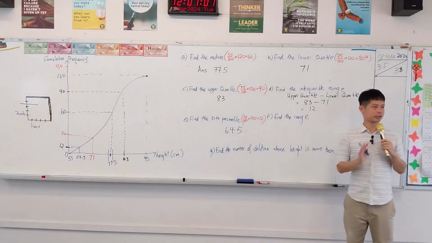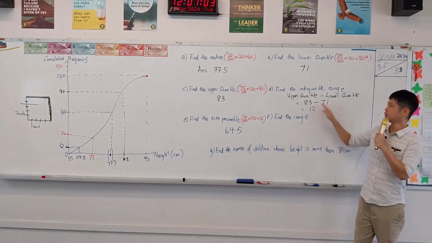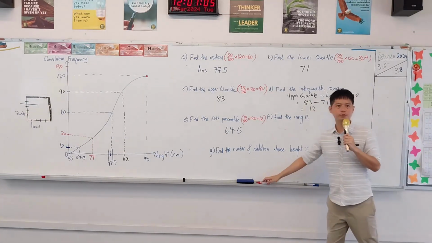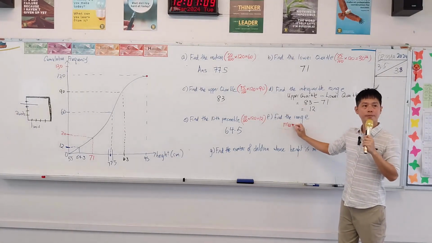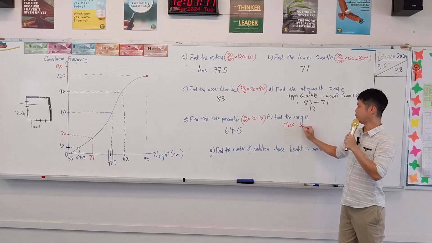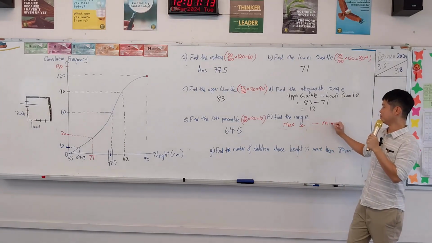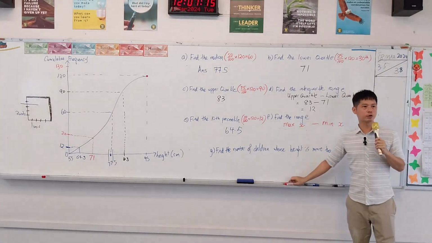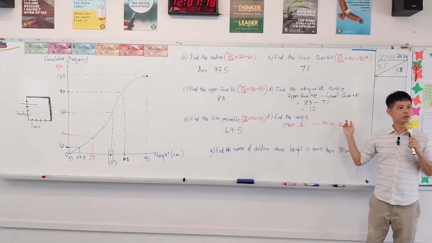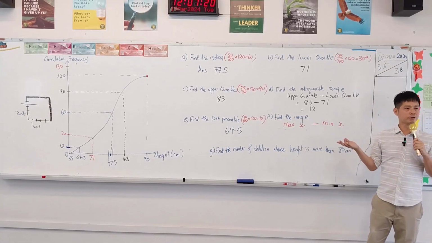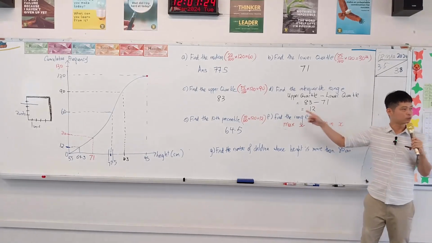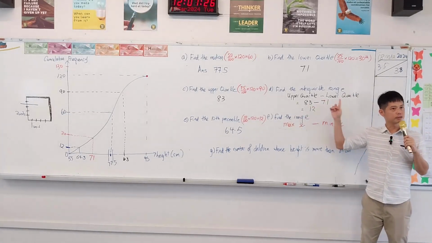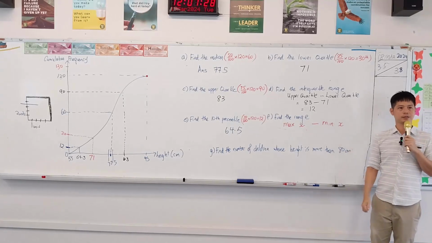Now range. Range is not the same as interquartile range, so please memorize the definition. It is the maximum x value minus the minimum x value. Now, why don't I just write big minus small? Because a lot of students will ask, big from where? Small from where? So please write down, it is the big X minus the small x.